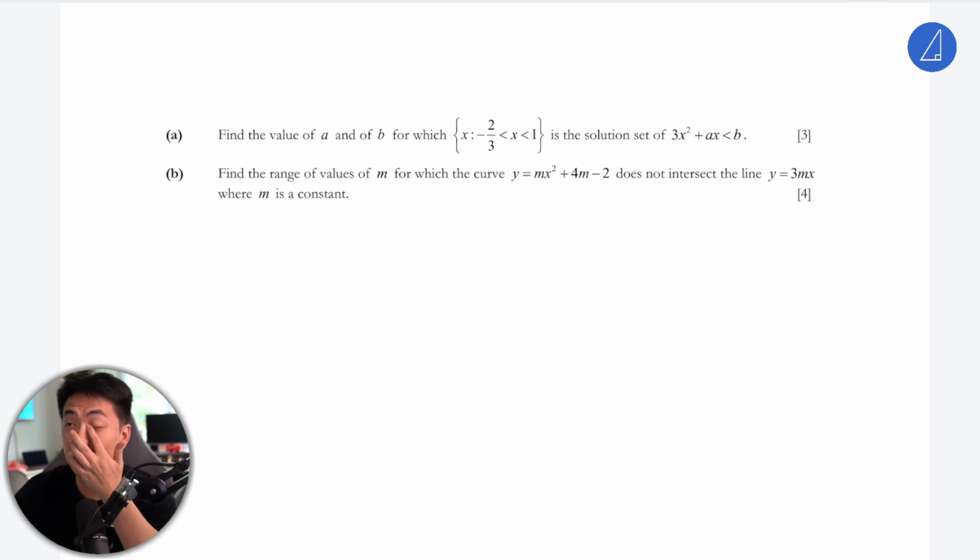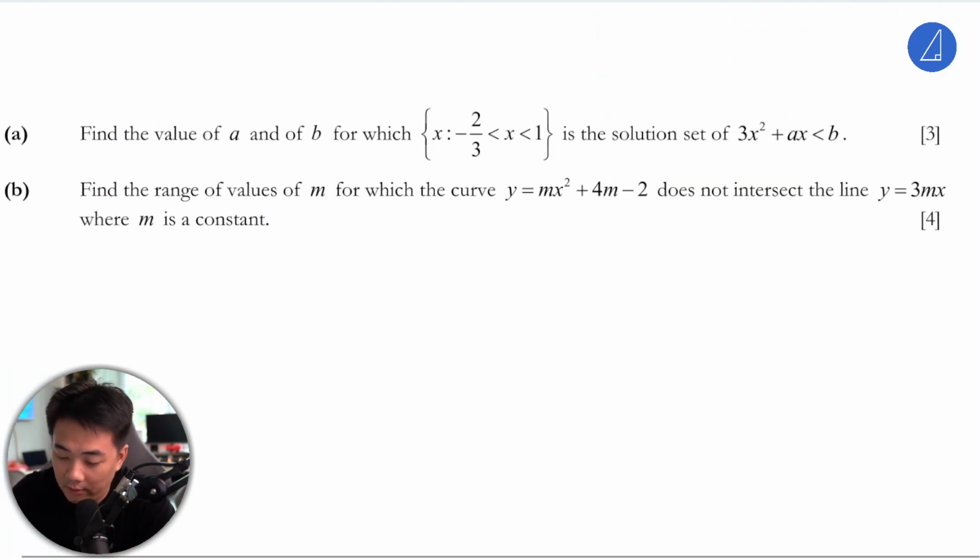Students, let's look at this question here, which is on quadratic inequalities, I believe. So let's look at the first part. Find the value of A and B for which this set of values is the solution set of this. Okay, great. So what we're going to do is I'm just going to bring the B over to the other side.